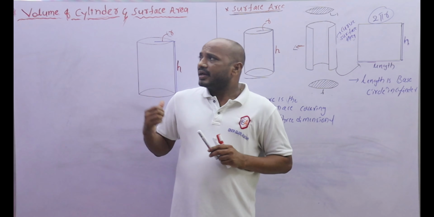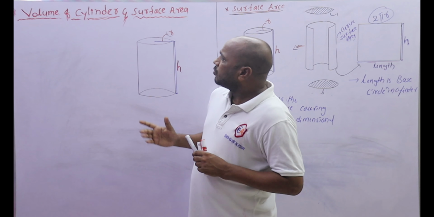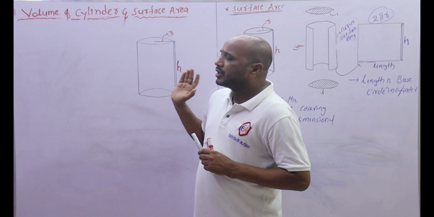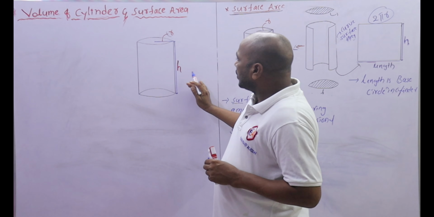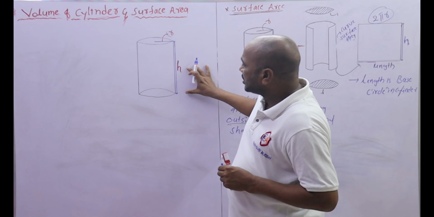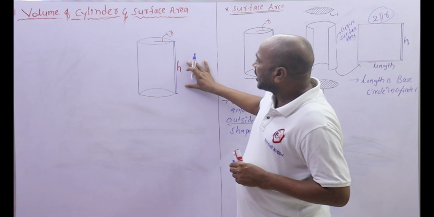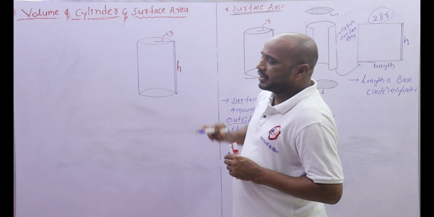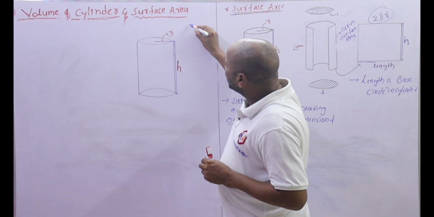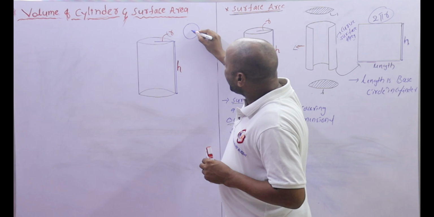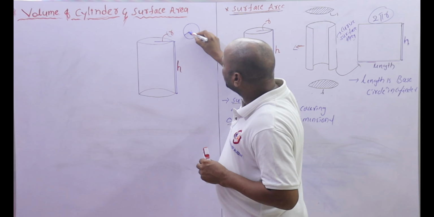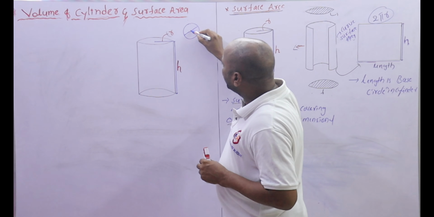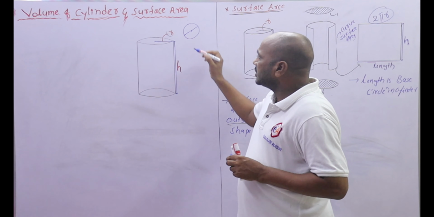Now, how can we calculate the volume of a cylinder? It is a cylinder. The height h is the height of the cylinder and r is the radius. Radius is the distance between the circumference and the center of the circle.